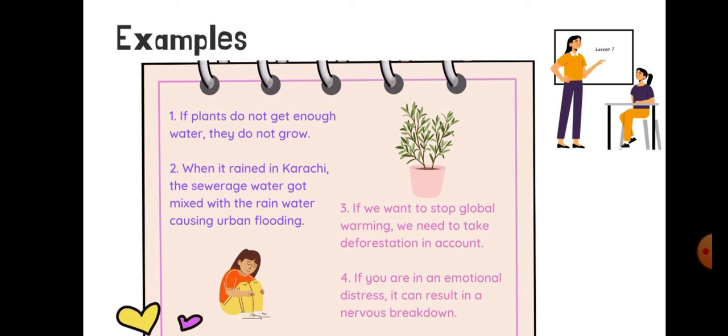Similarly, if we want to stop global warming, we need to take deforestation into account. Also, if you are in emotional distress, it can result in a nervous breakdown.